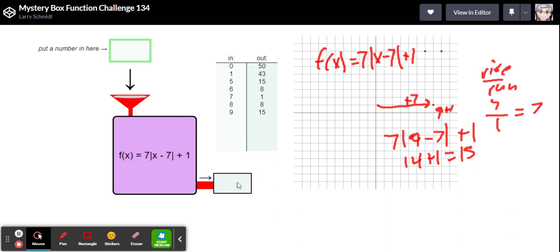I'm going to reveal, and there it is, 7 times the absolute value of x minus 7 plus 1. Well, let's graph that too. Yeah, there it is, a very narrow V over on the right-hand part of the graph.